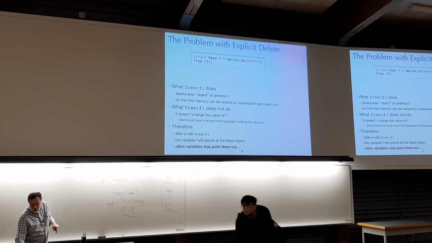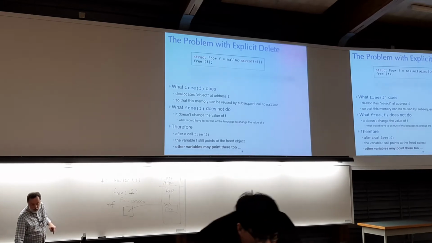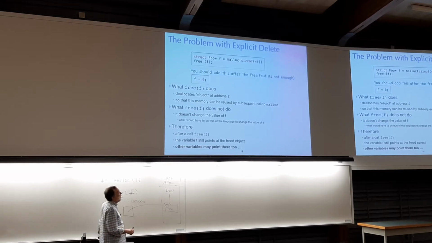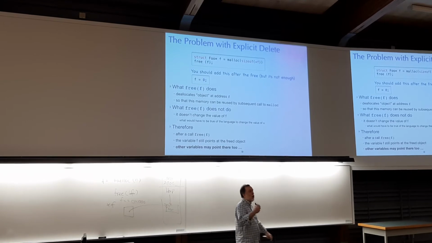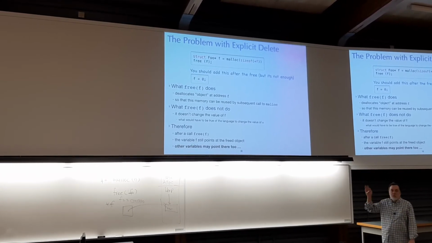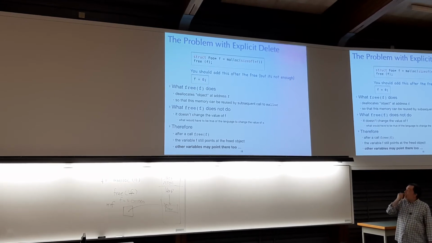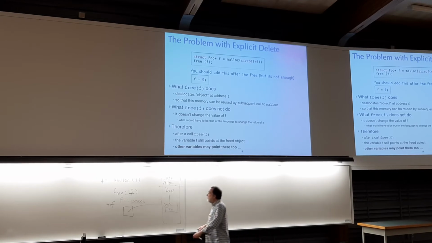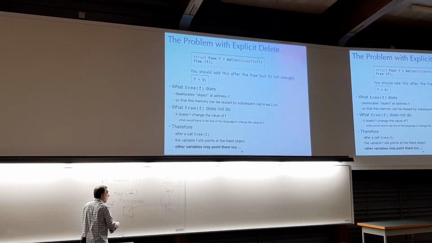And so it's a good idea to set the pointer to 0 or to NULL, capital N-U-L-L, which is the same as 0. If you do this, that's using a dangling pointer. We'll talk about that.